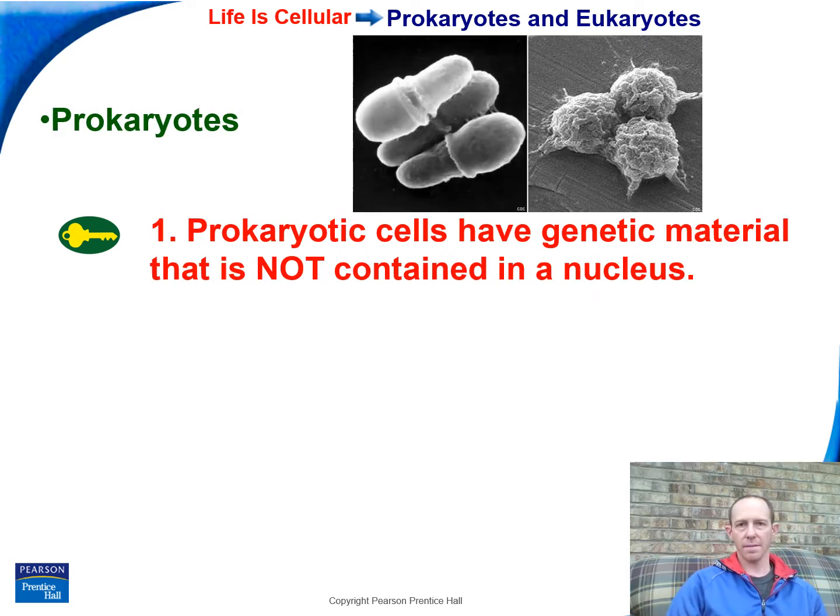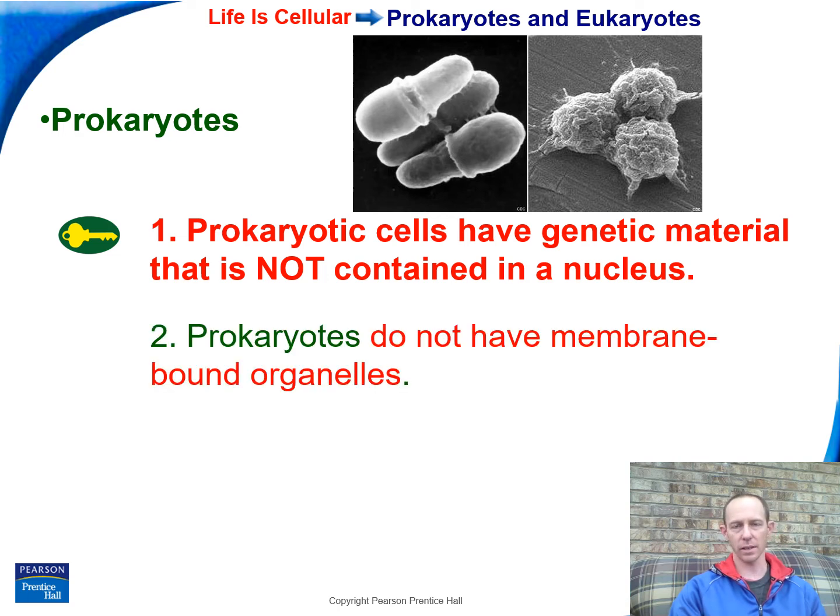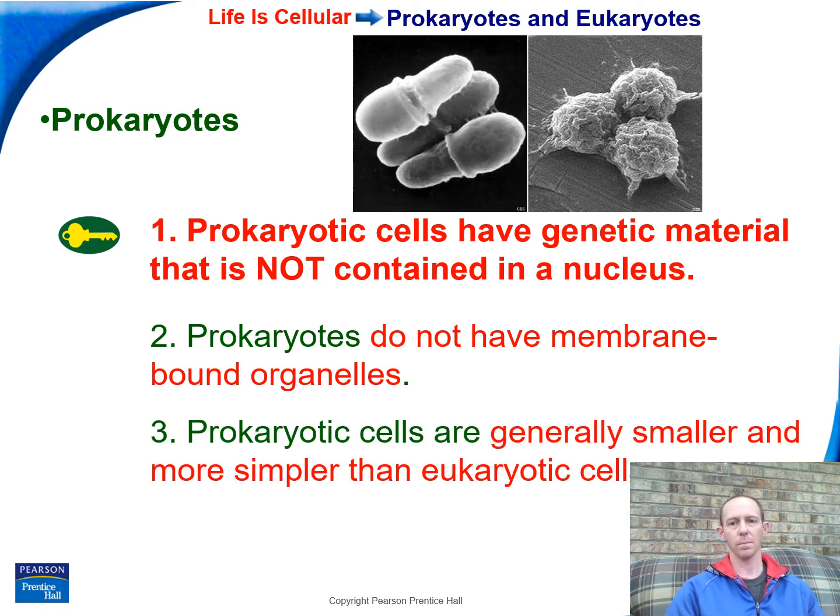For number 5, we'll talk about the different characteristics that each cell type has. Prokaryotes have DNA, genetic material, but it's not in a nucleus. It's in an area called the nucleoid region. Also, prokaryotes don't have membrane-bound organelles. They have some organelles, but they're very simple and small, which leads to the third thing. These are our three major characteristics of prokaryotes.